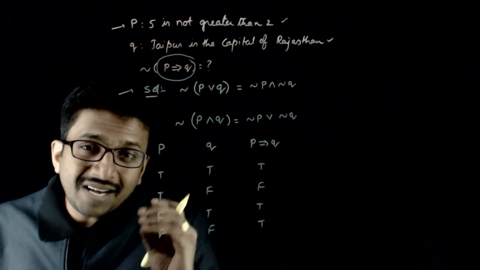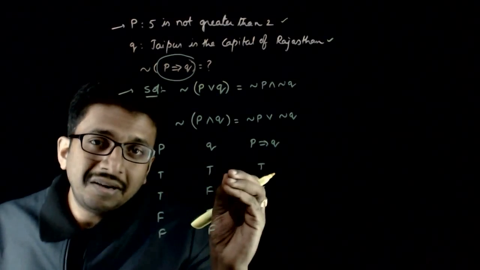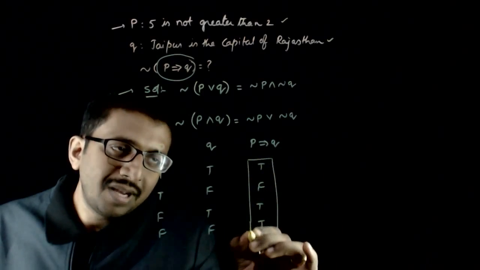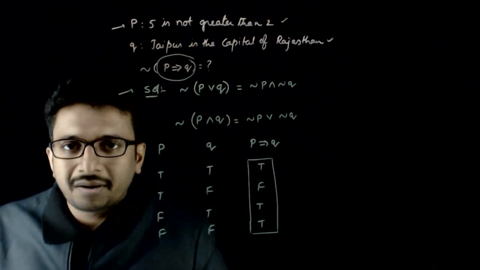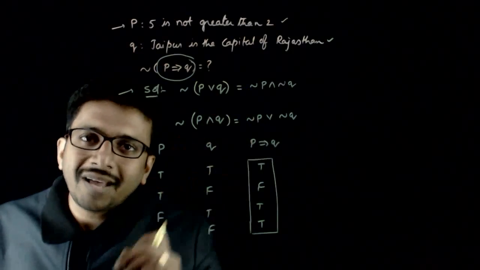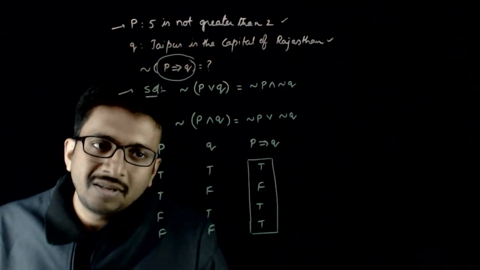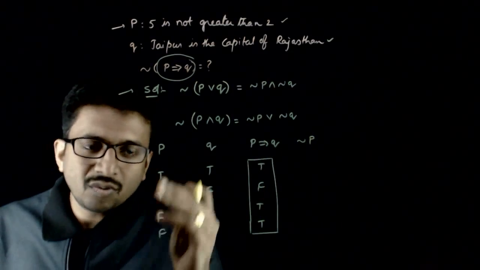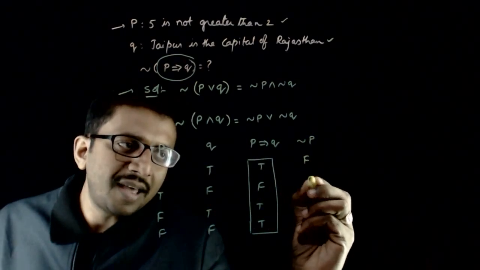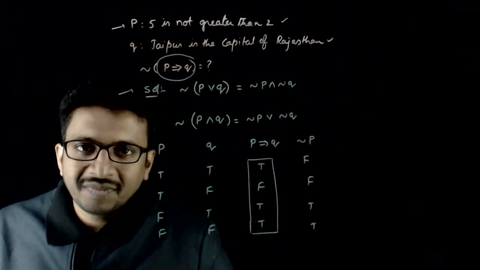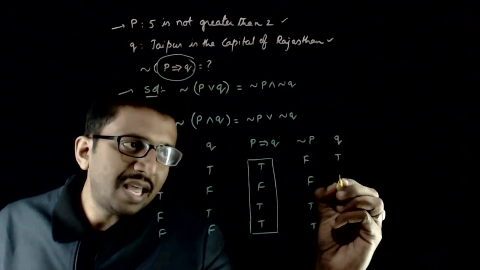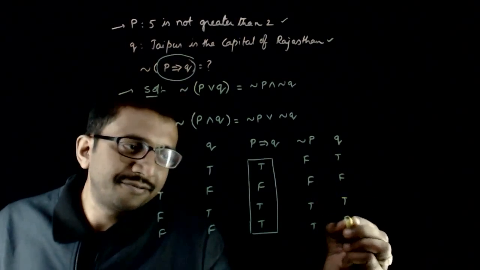Now, is there an equivalent statement whose truth values look exactly the same as P implies Q and which is made up of AND or OR? Because AND or OR are easy to negate. So let us try this. Let us try not P. What is not P? F, F, T, T. And with not P, I'll try Q. Q is T, F, T, F.